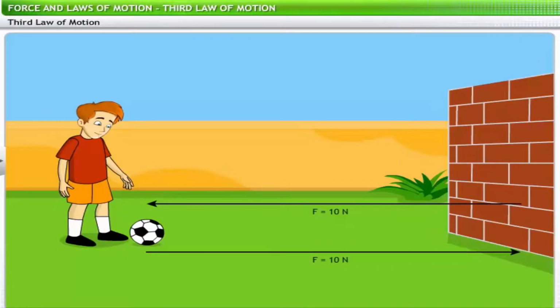The direction of the force exerted by the wall is opposite to the direction of the boy's kick. One force acts on the wall, while the other force acts on the ball.